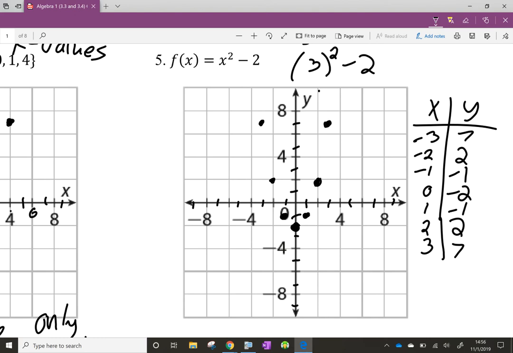All right, so I can see what my graph is doing. I can see that it's a U shape. So now that I can tell the pattern of it, I'm going to connect these points with my line to complete my graph.